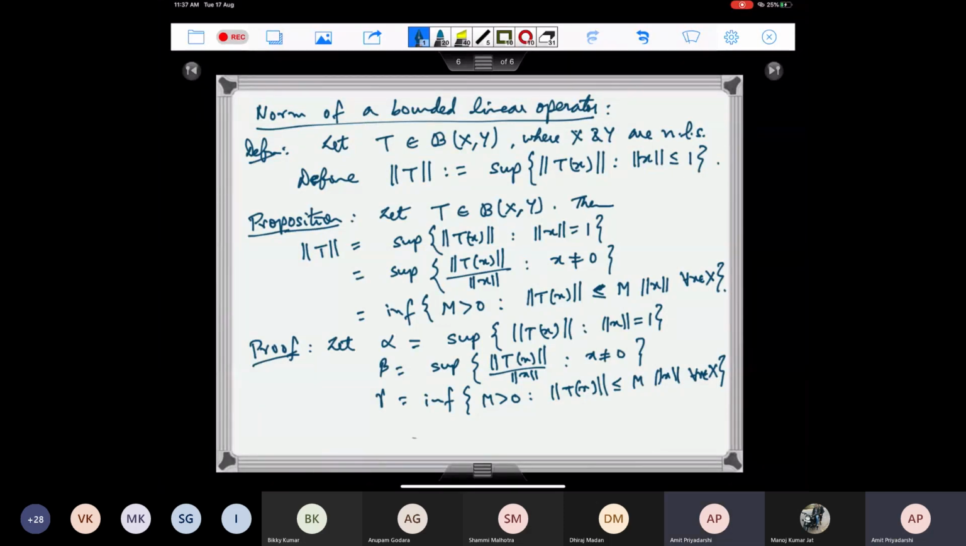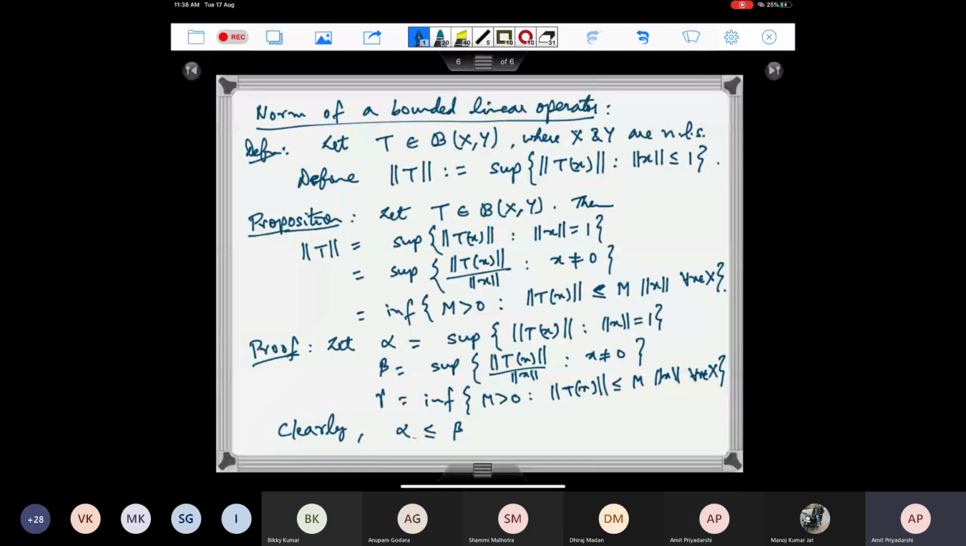First of all, in alpha, we are taking all x with norm x equal to 1 and then looking at the norm of Tx. So if norm x is equal to 1, then norm Tx by norm x is the same as norm Tx. So it is obvious that alpha is less than or equal to beta, because in beta we are taking the supremum over maybe a larger collection.